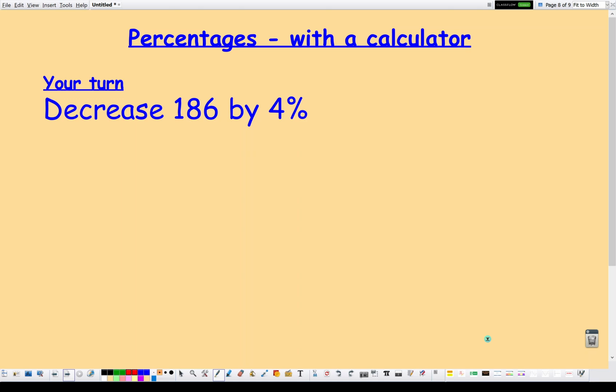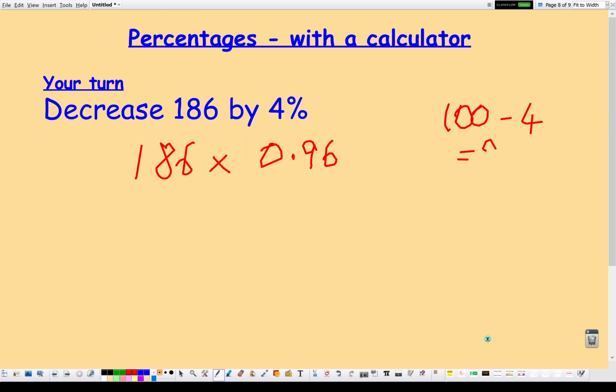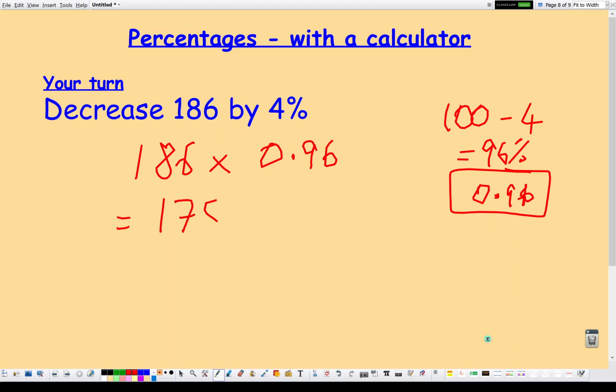Okay, a few answers coming through now, and again, they all seem to match. 178.56, that's what you're all telling me? Yeah, okay, so this one is 186 times, the multiplier this time should be 0.96. 100 take away 4 is 96%, divide that by 100 is 0.96. Okay, that's where the decimal comes, and then that does give you 178.56. Fantastic work, S3, that's great.